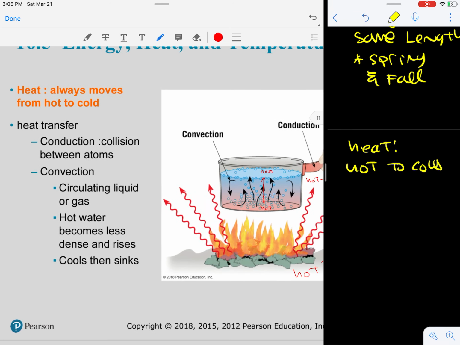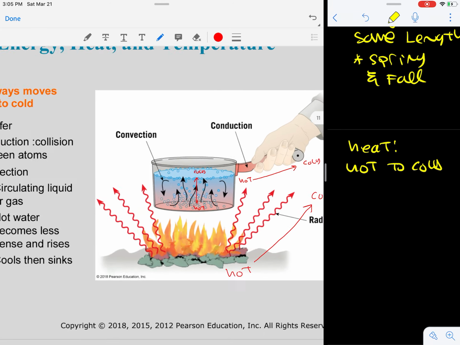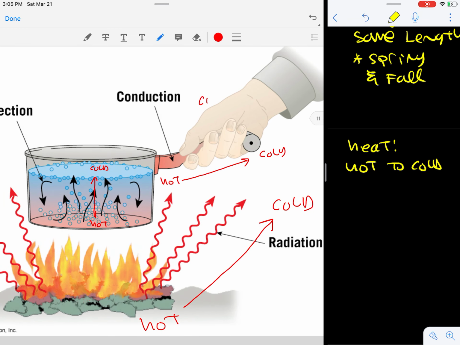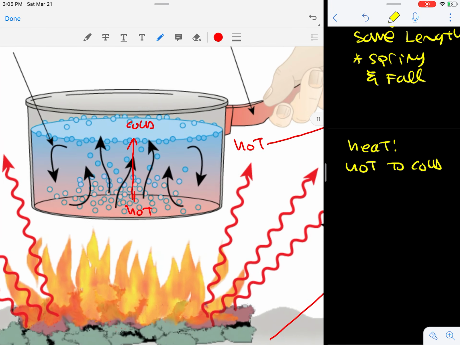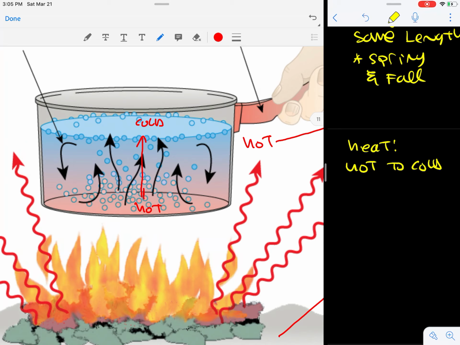And there are different ways that heat moves. The first one is by direct contact, by touching. This is called conduction. This is how you get burned, because you have to touch something to get burned, or a pot to get burned.